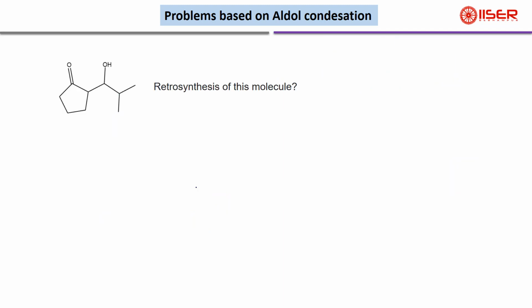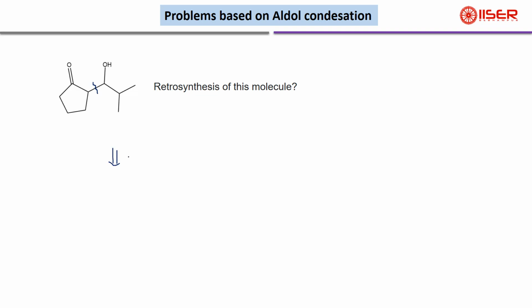Next one, how will you plan the retrosynthesis of this compound? So obviously, as I am discussing the aldol reaction, the aldehyde reaction will be one part of it. So what will be the retrosynthesis of this compound? We know this type of compound can be prepared through retrosynthesis if you just cleave along this alpha carbon, alpha bond.